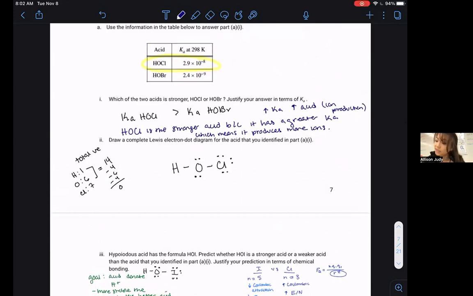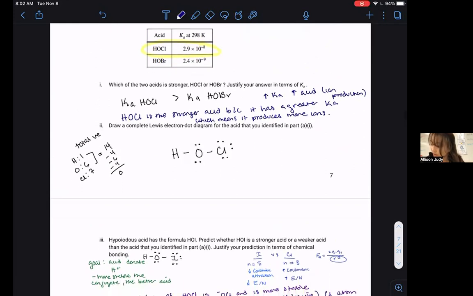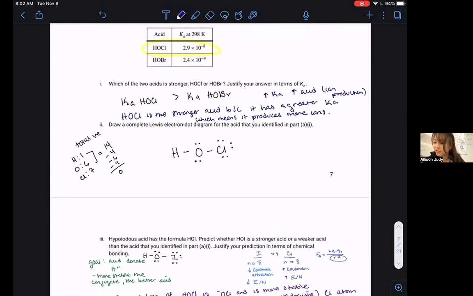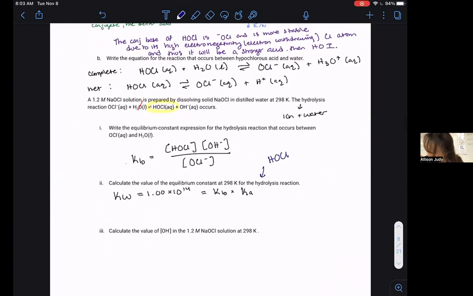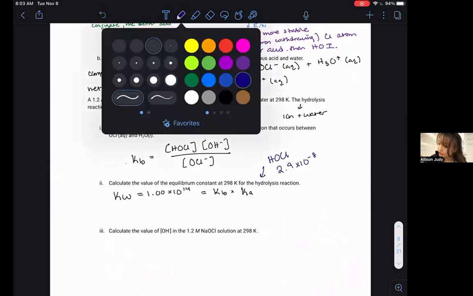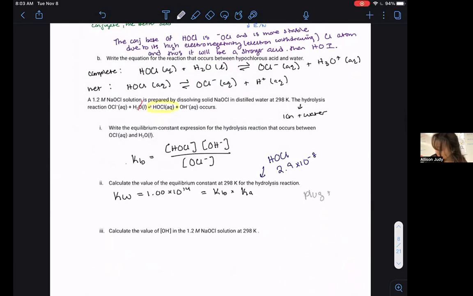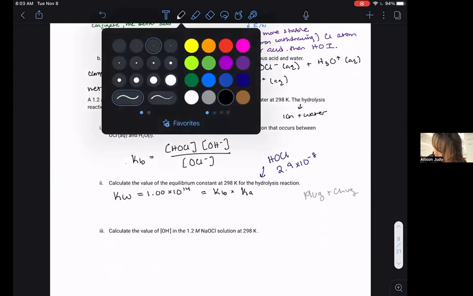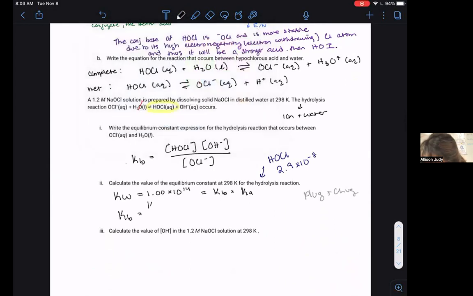So I'm going to translate from the data table that they gave us in the original prompt. Notice you're being constantly asked to go back to the data. Ka is 2.9 times 10 to the negative 8th, and they even specified at 298 Kelvin. That's a really good hint that all things align to using this data point. So all I do now is plug and chug. I know that Kb is going to be equal to Kw all over Ka.